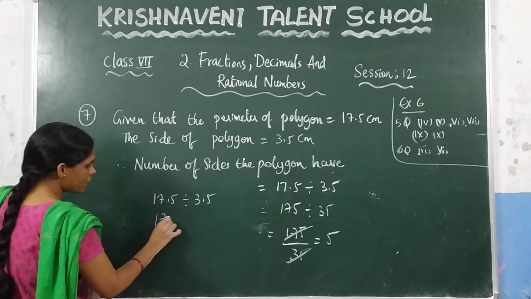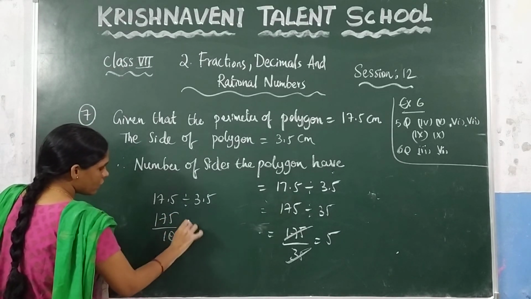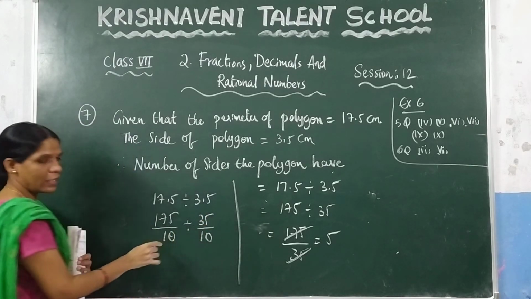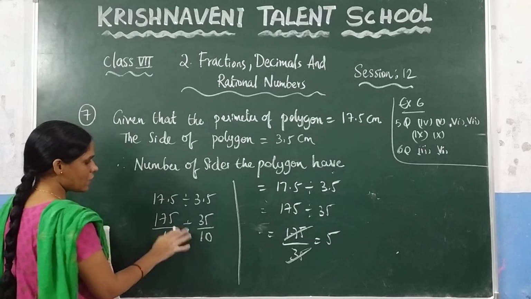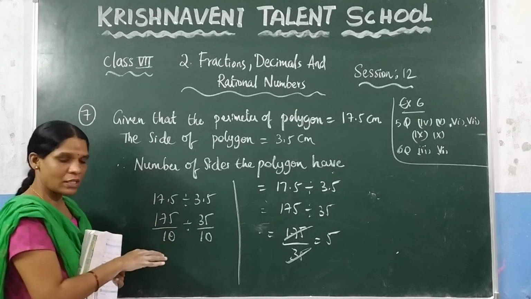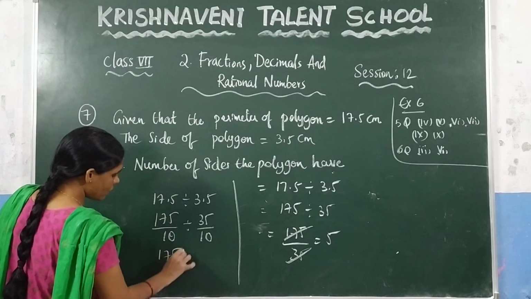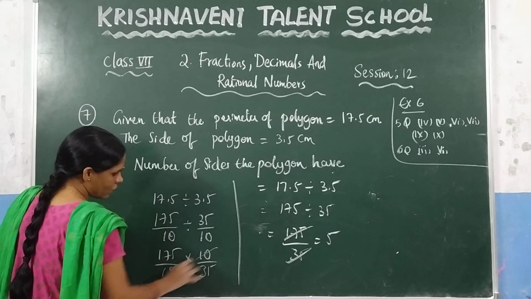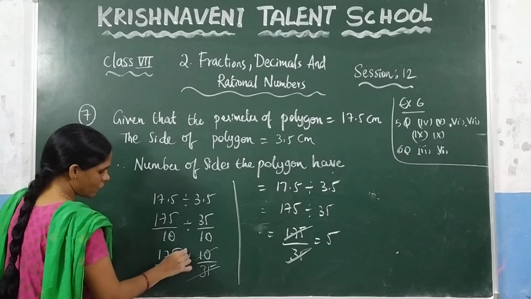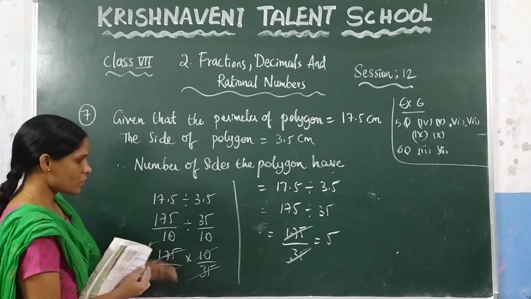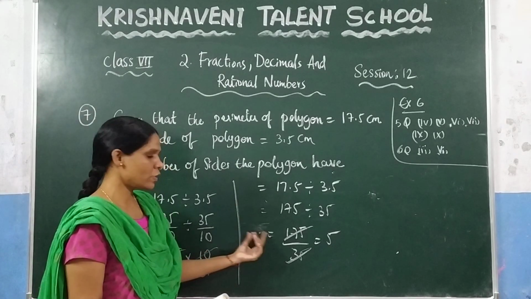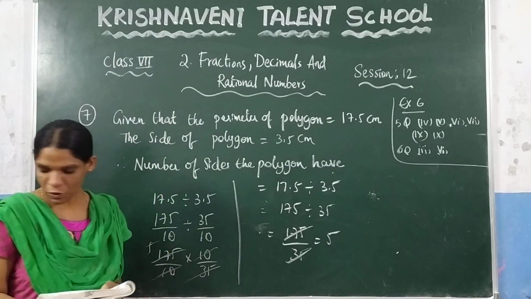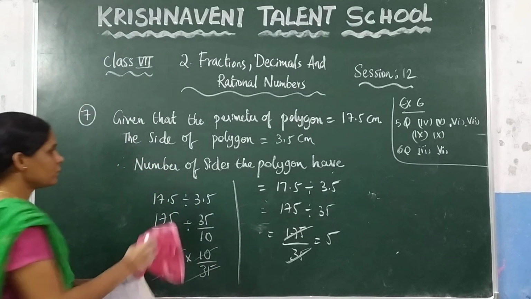You can write this one as 175 by 10 divided by 35 by 10. And if you change into multiplication, you need to write the reciprocal. So write it here, 175 by 10 into 10 by 35. So here this 10 will get cancelled. 35 ones are 35, 35 fives give you 175, so the answer is 5. Thus you can use any of these methods for the calculation. Now see here the last problem in this exercise.